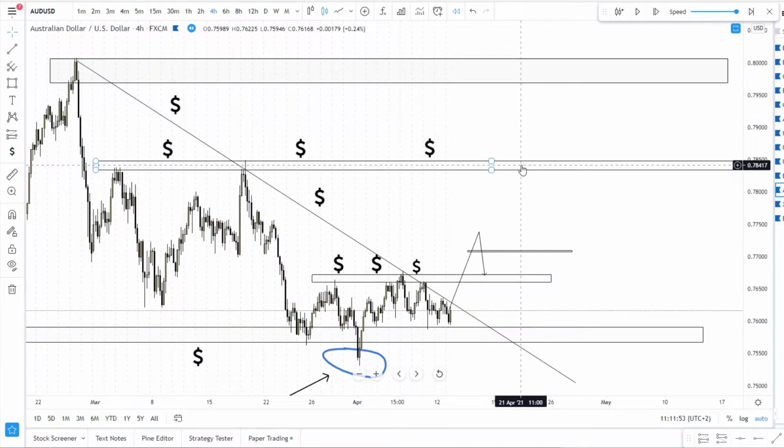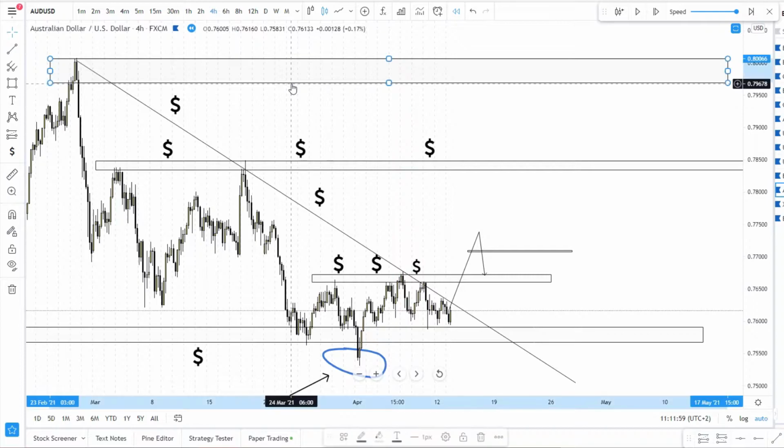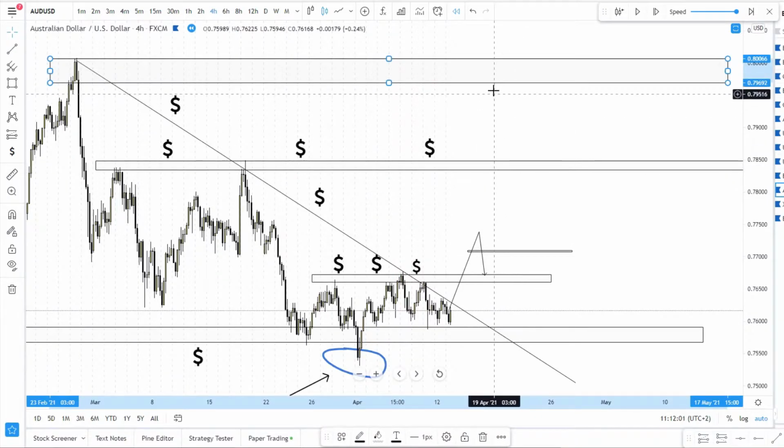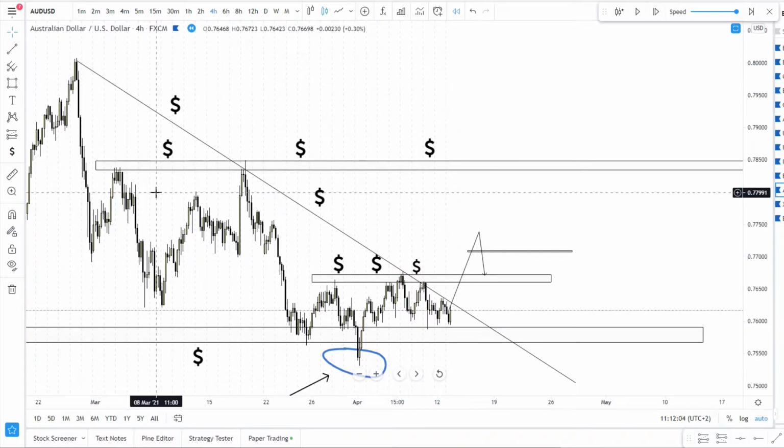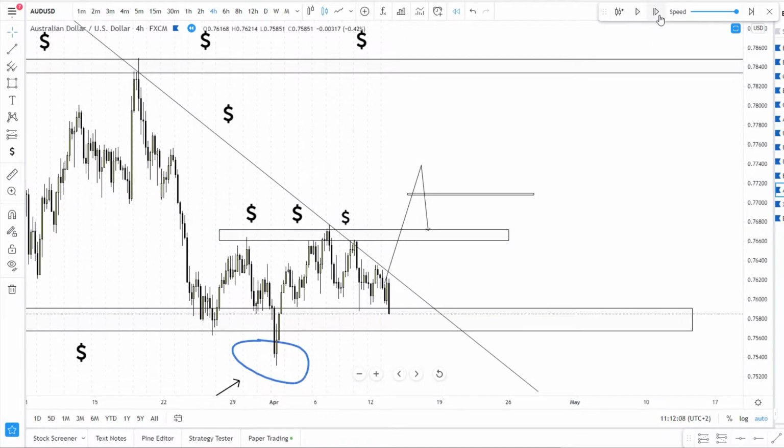I will probably close it here, because I will be fine with that. Maybe close partial, then wait if it wants to go up even more. It may also reject from this, to respect it again, to create more stop losses above it. But let's take a look at what happened.